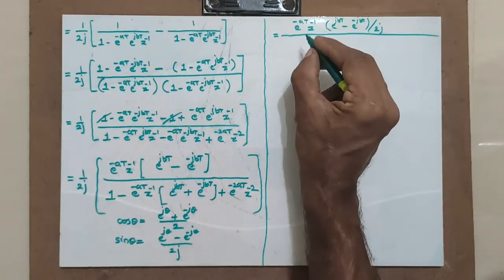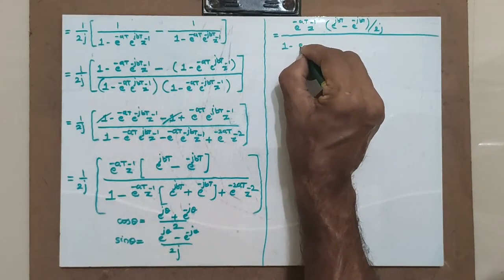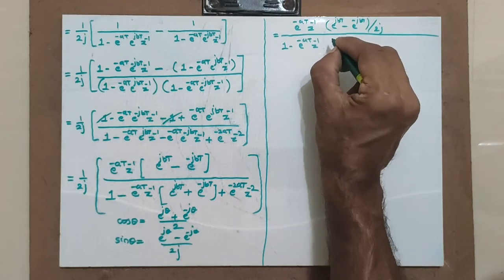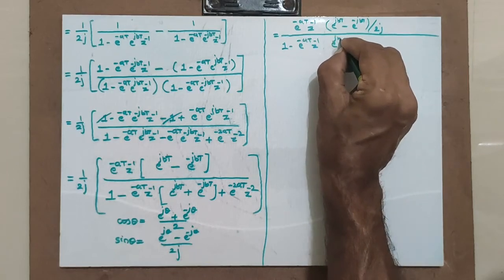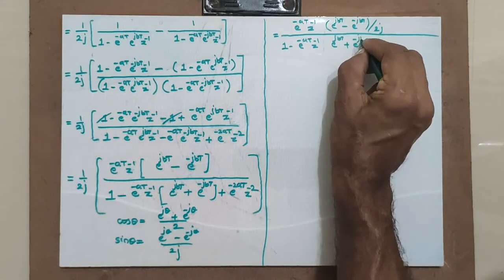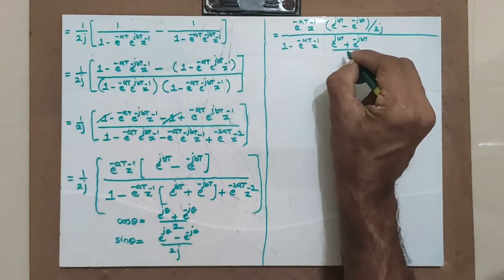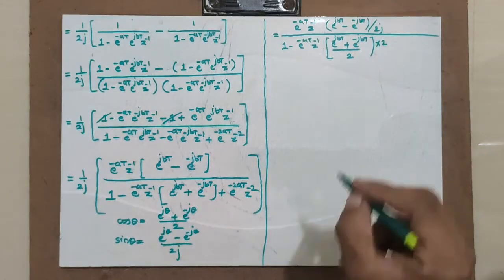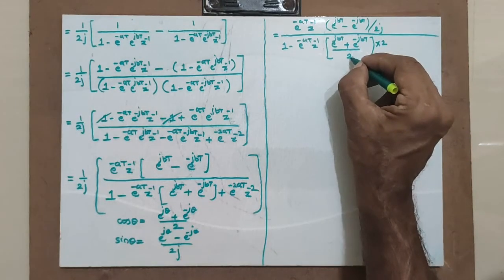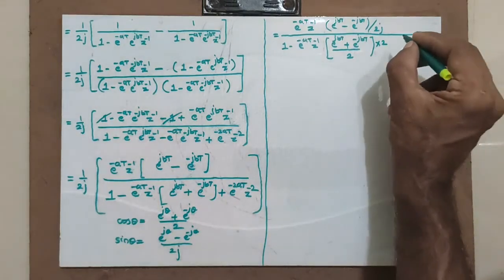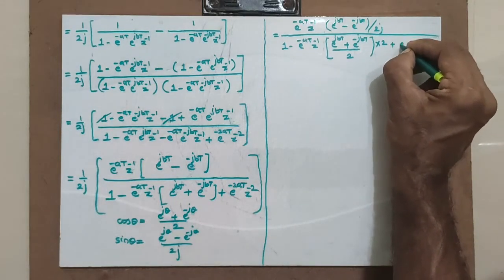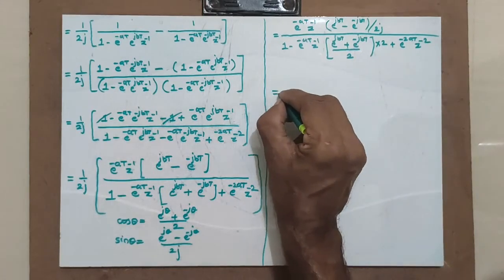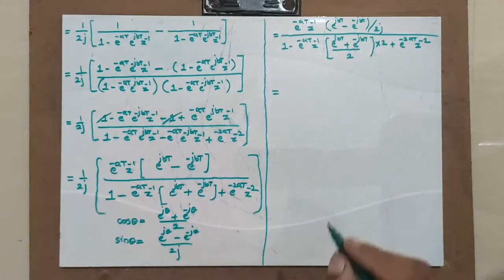Whole divided by 1 minus e raised to minus at z raised to minus 1. e raised to jbt plus e raised to minus jbt divided by 2, I will introduce. So as to compensate this, I will make 1 by 2 here. I hope you understood. I want to make this cos, hence I brought a 2 here and multiplied by 2, plus e raised to minus 2at z raised to minus 2. Now everything is there in the form as I want it.